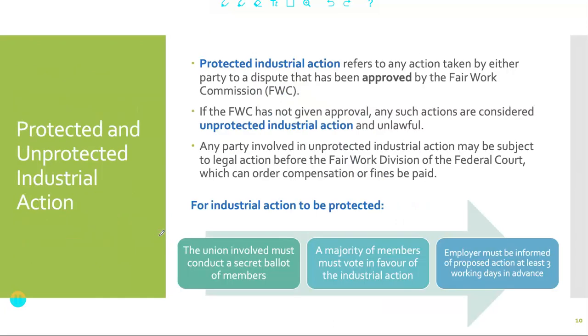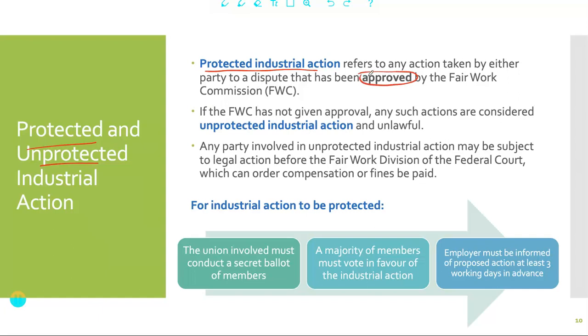Now, before we go through how these are fixed or resolved, for want of a better term, because fixed isn't a great term, it is important to understand that some actions are protected and some are unprotected. Who is the umpire in determining all aspects of workplace relations? The Fair Work Commission. And a protected industrial action refers to any action taken by a party, a strike, a picket line, a lockout, a stop work meeting, that has been approved by this Fair Work Commission.